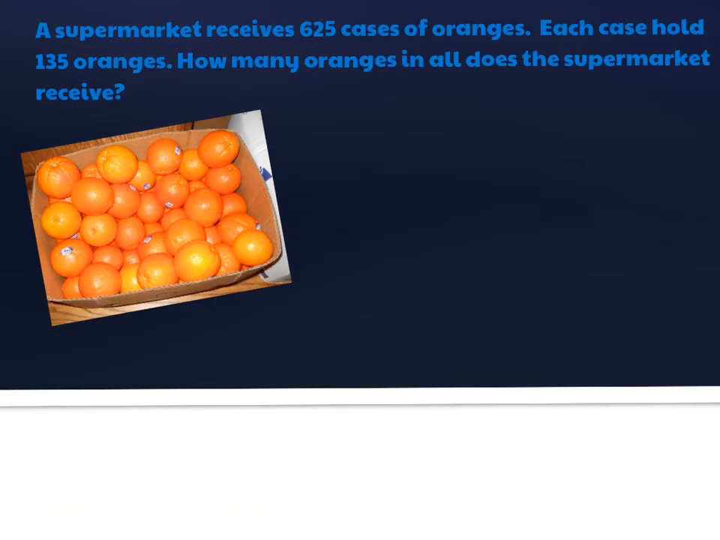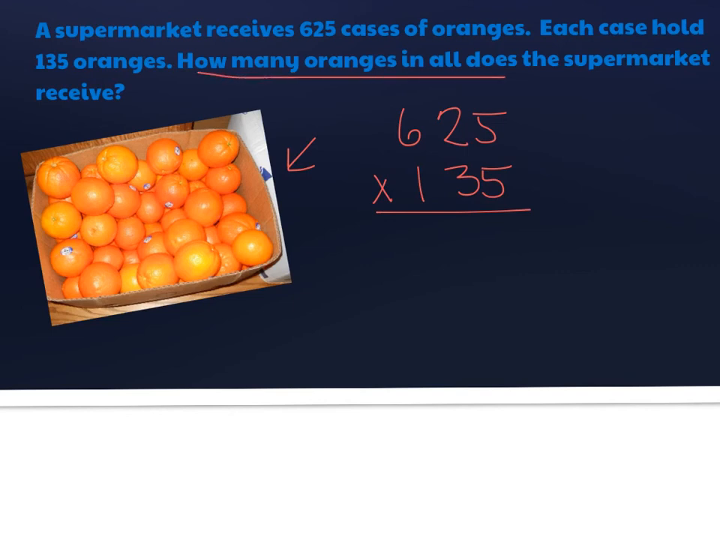All right, and then finally, a supermarket receives 625 cases of oranges. Each case holds 135 oranges. How many oranges in all does the supermarket receive? So they had, this is a case of oranges right here. So they had 625 cases. Each case had 135 oranges in it. So now we got to figure out how many oranges in all does the supermarket receive.